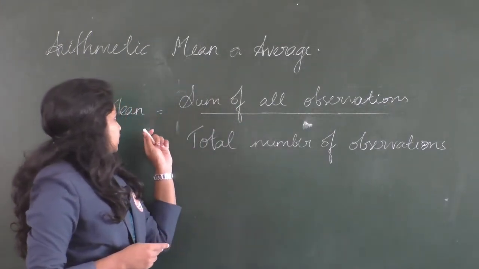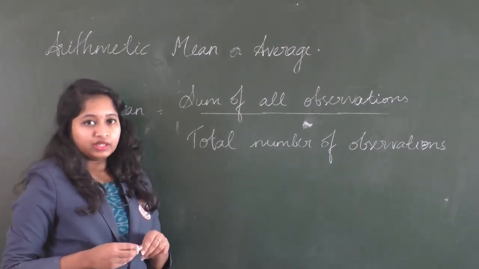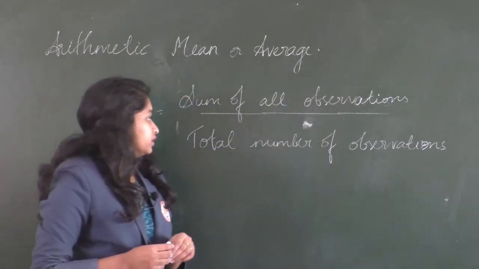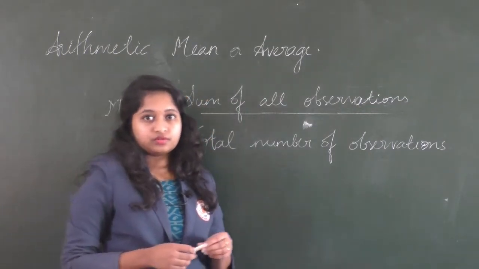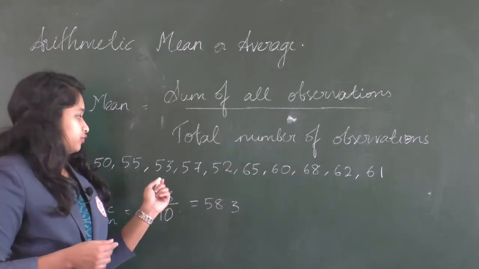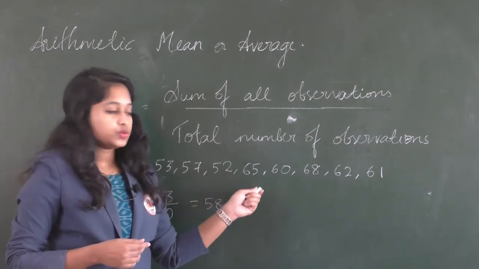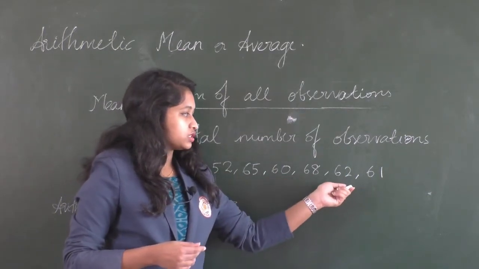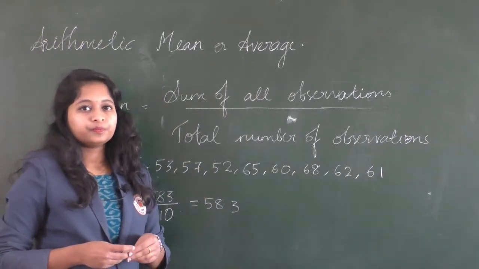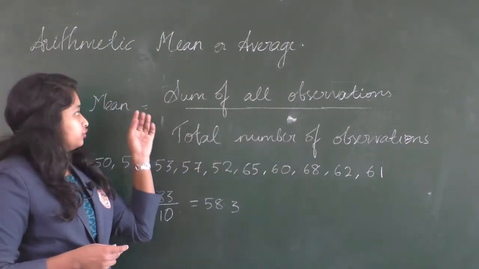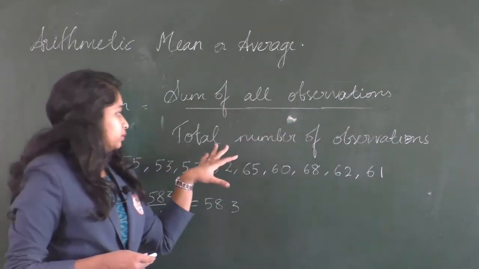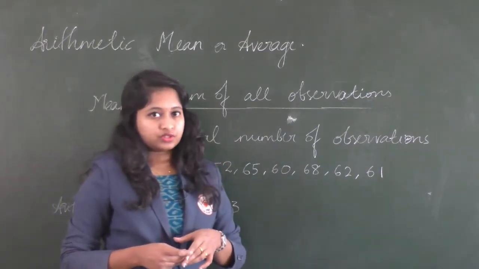Okay? So, here the formula to find mean is equal to sum of all observations divided by the total number of observations. The marks of students are given here. Okay? 50, 55, 53, 57, 52, 65, 60, 68, 62 and 61. So, what is the arithmetic mean of this? So, you know the formula to find arithmetic mean. It is sum of all observations divided by the total number of observations.